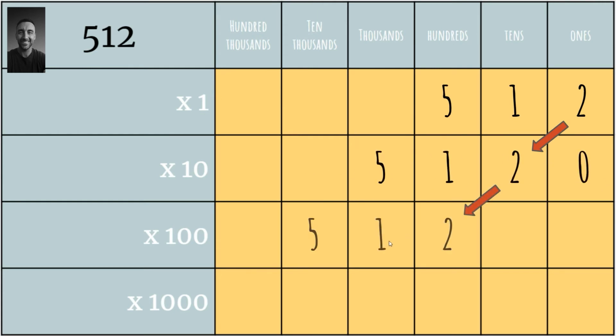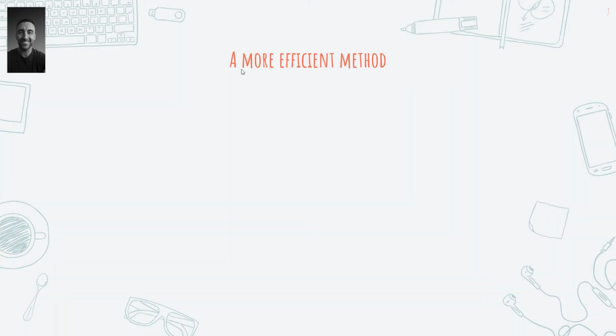Same thing again for times 100. We end up with 51,200. And finally, times 1,000, we end up with a very large number of 512,000. So it is important just to keep an eye on what you are multiplying it by in terms of tens, hundreds, or thousands, or beyond. And yeah, there is a more efficient method though.